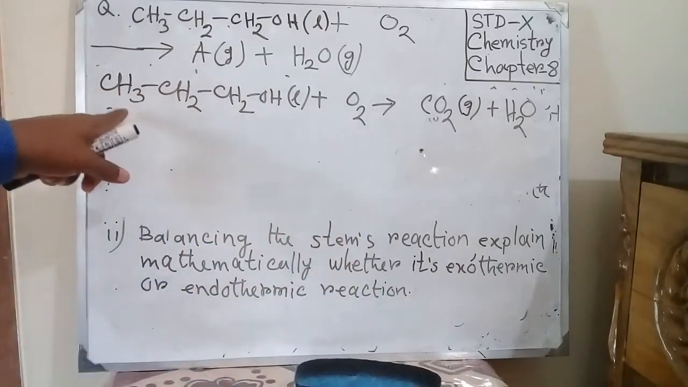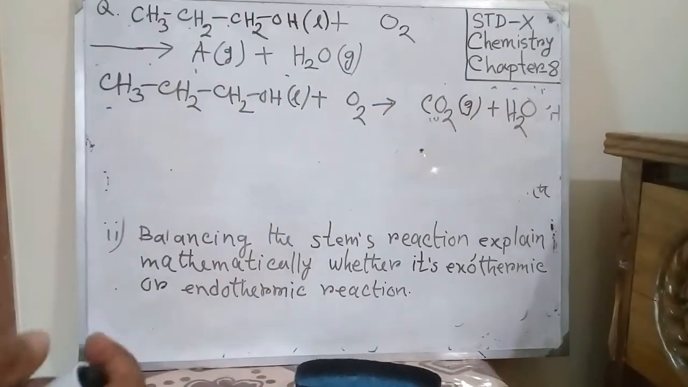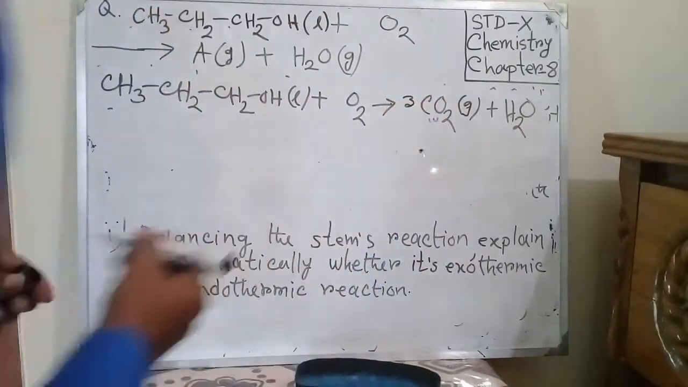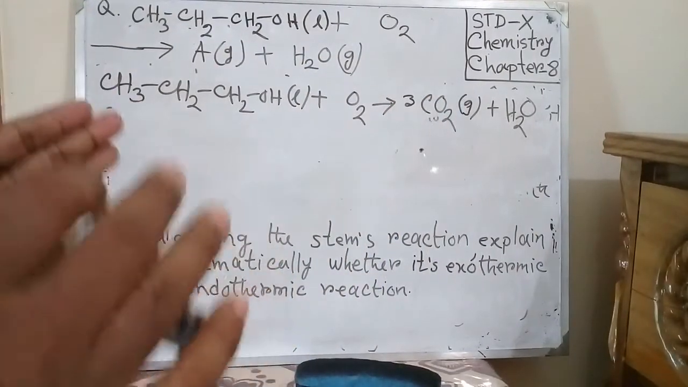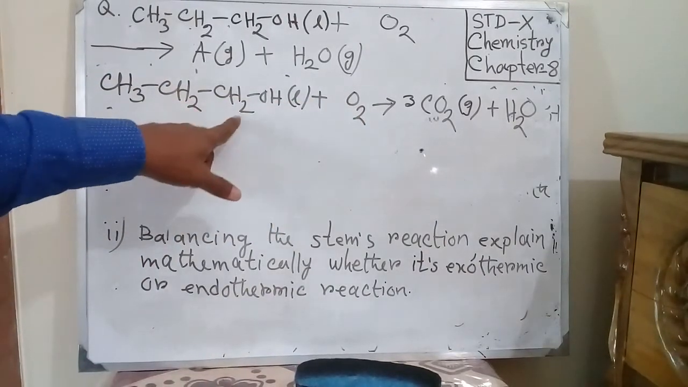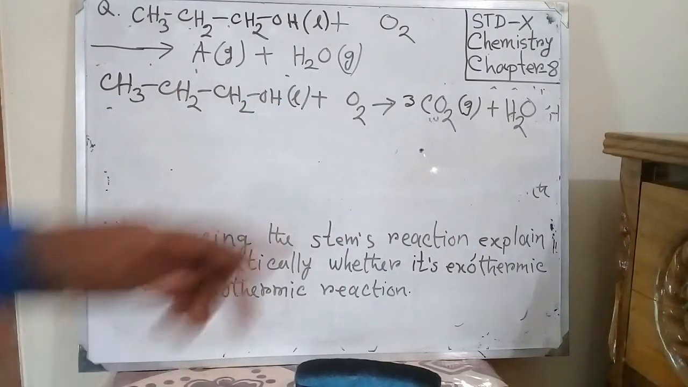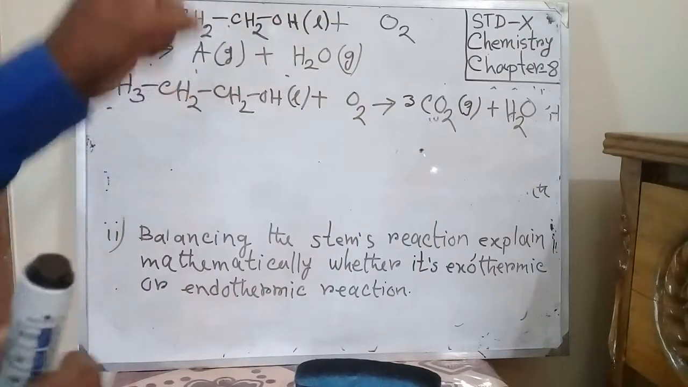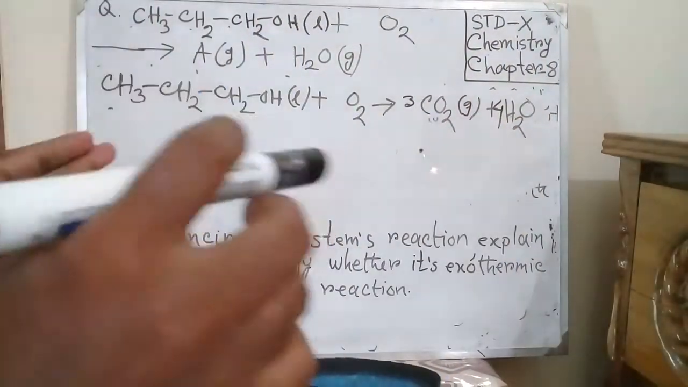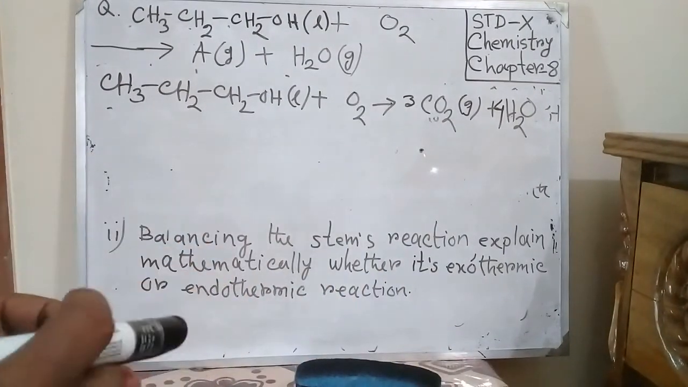And how many carbons are there at the left side? 3 carbons. How many carbons at the product side? Only 1. So if I write 3 here, then the number of carbons is balanced. Then hydrogen: 3, 4, 5, 6, 7, 8. How many hydrogens are there? 8. But at the right side there are only 2. So we need to write 4 here. So 2 fours are 8. Balanced. The number of carbon and the number of hydrogen are balanced.